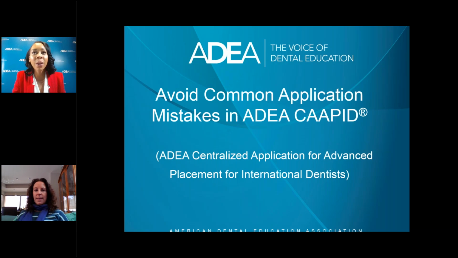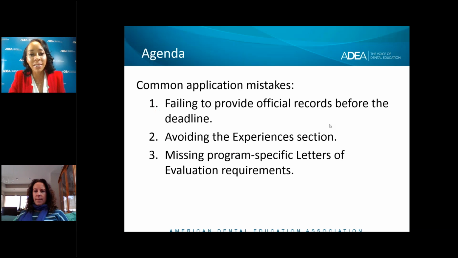During today's webinar, we will be sharing information on how to prevent common application mistakes for the 2020 ADEA CAAPID application cycle, which starts on March 5th, 2019. Some of the tips that we'll be sharing today will provide you with information on how to streamline the process for requesting official records, how to add background information in the application, as well as how to properly provide letters of evaluation. Once we conclude these topics, we will open the floor for Q&A so we can answer direct questions.